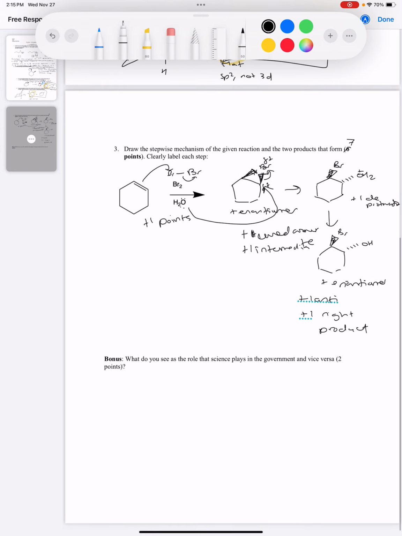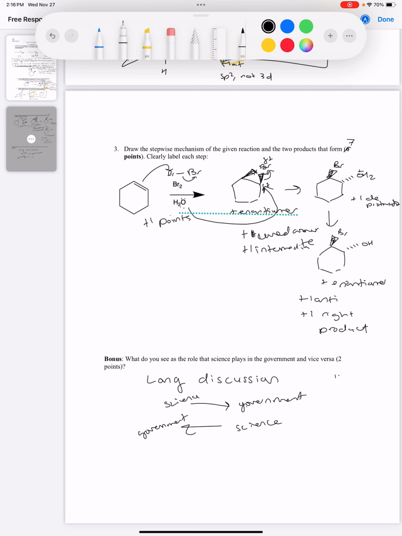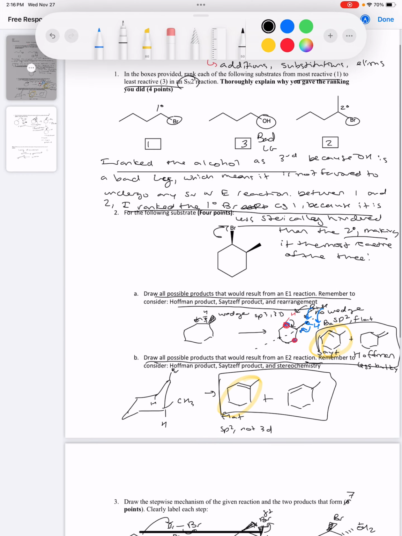And then the last one, we had a long discussion about this in class, about the role that science and the government play in each other. So the grade should have been 1 going each way. So 1 for the science and the government, like how does science impact the government, and then another one for how does the government impact science.